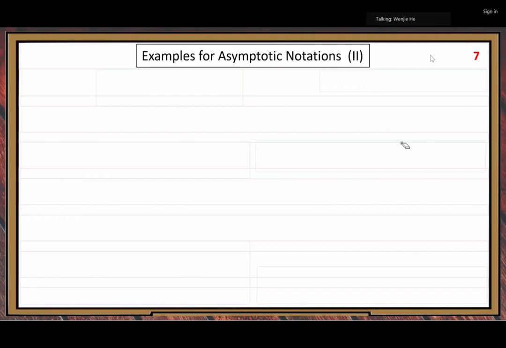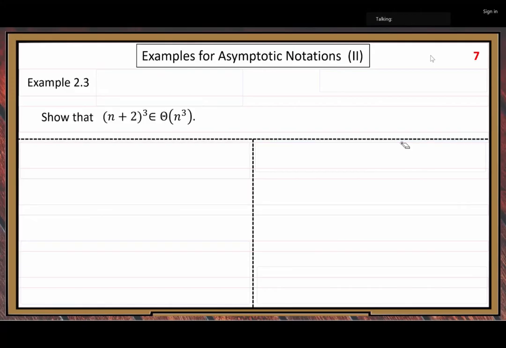First, we have two examples left in part C of module 2. So let us finish those two examples first about asymptotic notations. So let's look at our first example, Example 2.3. Show that this cubic function, (n + 2)^3, belongs to big theta of n^3.